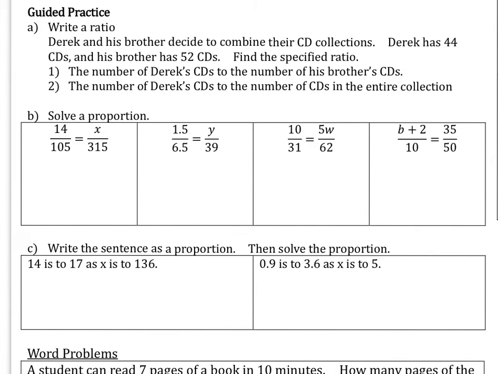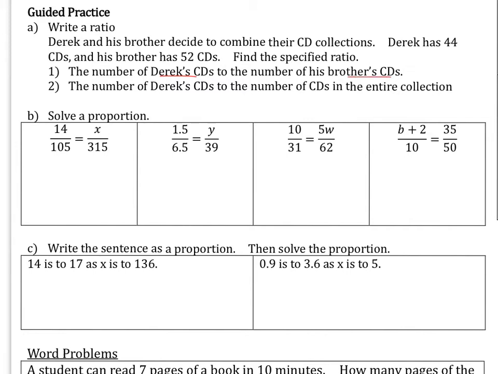Part A, write a ratio. Derek and his brother decide to combine their CD collections. Derek has 44 CDs and his brother has 52 CDs. Find the specified ratio. 1. The number of Derek's CDs to the number of his brother's CDs.